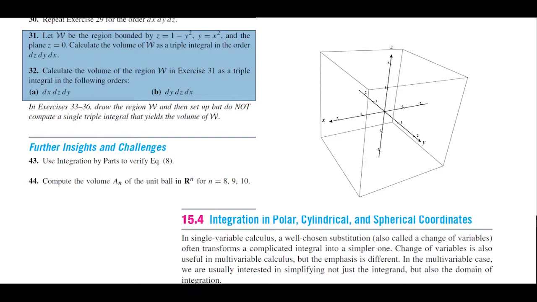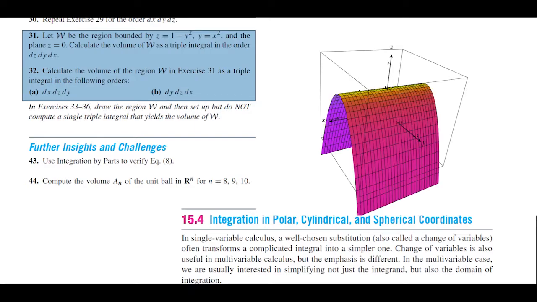In other words, it's a parabola. Z equals 1 minus y squared. It has a z-intercept of 1. It's a parabola that opens down in the yz plane, but because this equation doesn't have any x in it, that means the parabola will be basically stretched infinitely far in the x direction. So that's exactly what we have here.